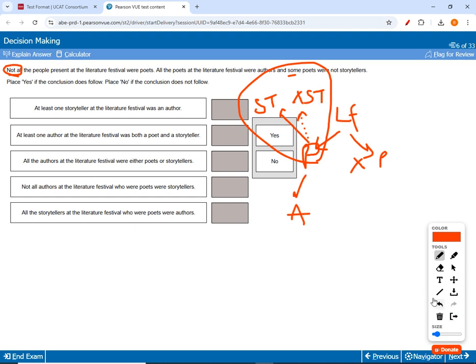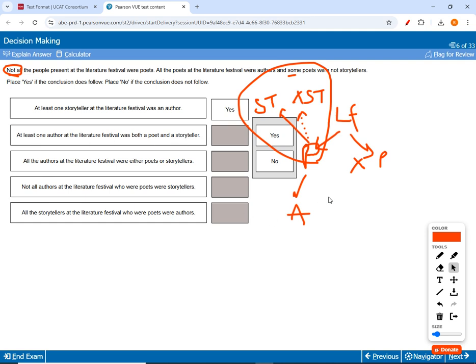Okay, let's see now. So we agree with this one, big fat yes. One more time: all poets are authors. Poets could be storytellers or not storytellers, so whether they're storytellers or not, both will be authors. So we agree with that. Big fat yes.